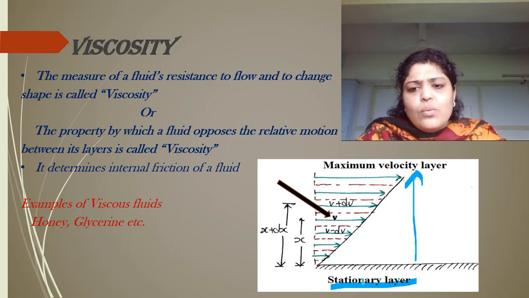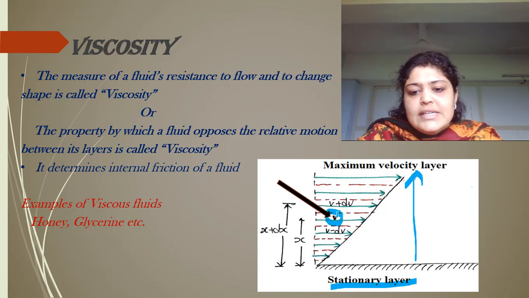Have you thought why? Let me tell you. Suppose I consider a layer having velocity v. So according to what I said, the layer which is below this layer will have a lesser velocity. The layer which is above this layer will have a higher velocity. So below v I have v minus dv, above v I have v plus dv.